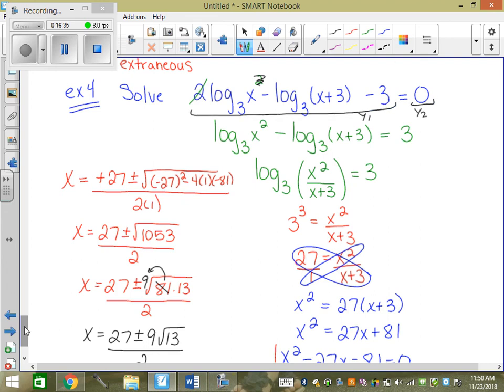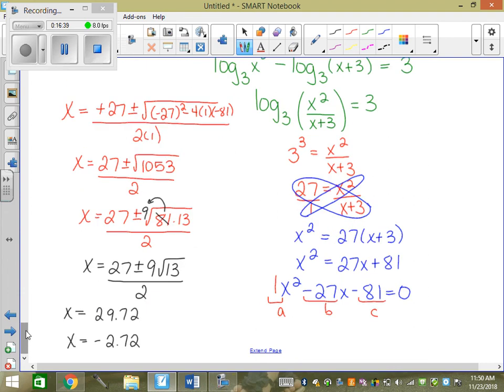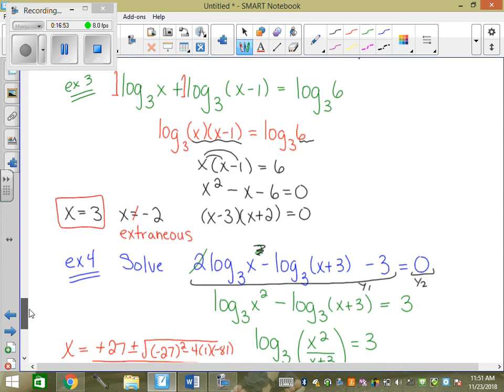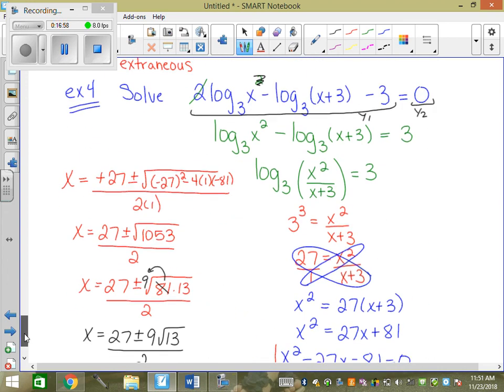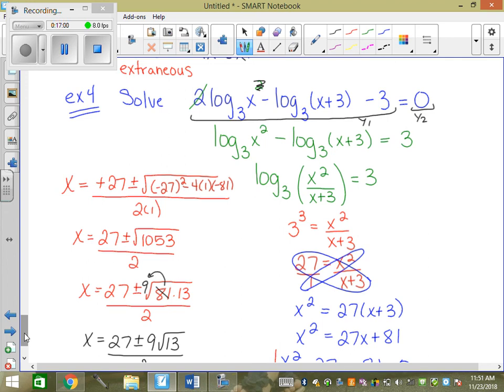So go ahead and do that. Make sure your x window at least is from negative 3 to 30. Why does my x min and my x max have to be from negative 3 to 30? Because those are my answers. So I want to see if those answers actually exist, right? So I'm going to type the original in, y1, y2. Oops, here it is. And then I'm going to look at my graph.